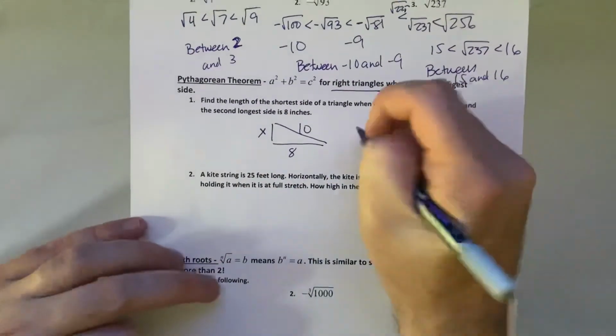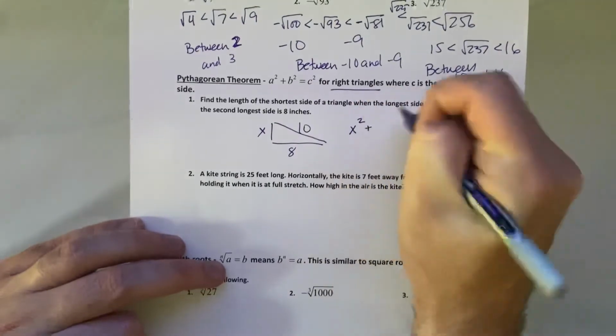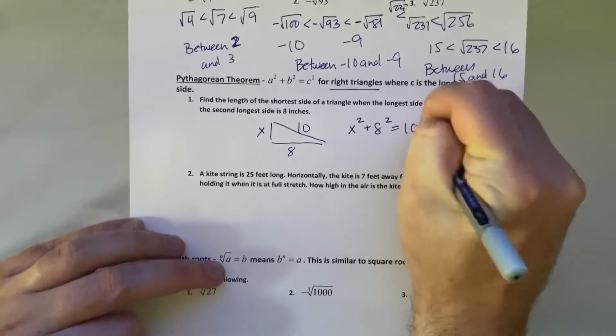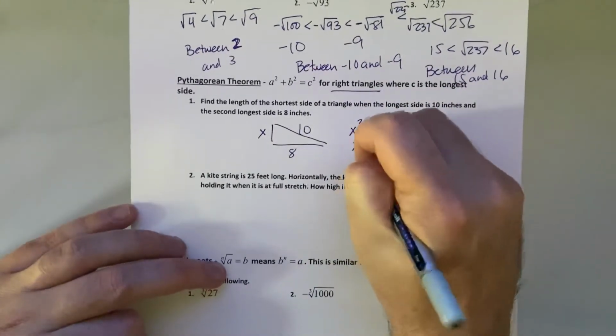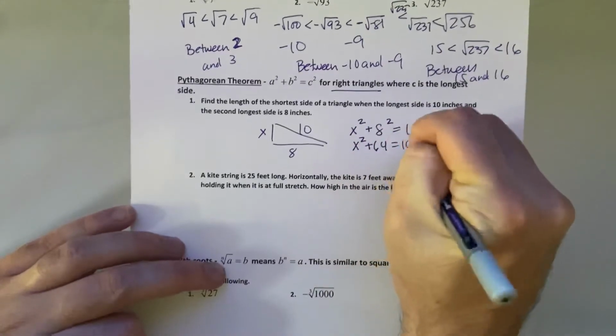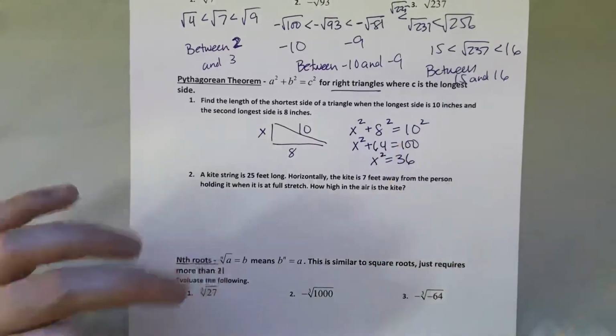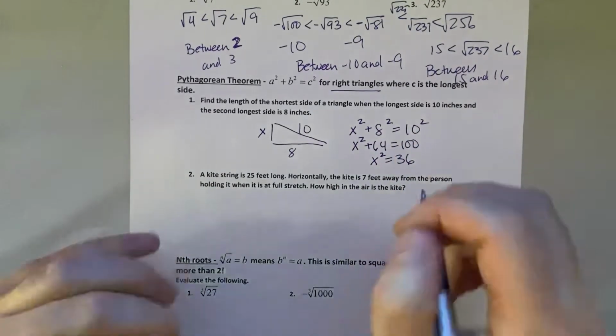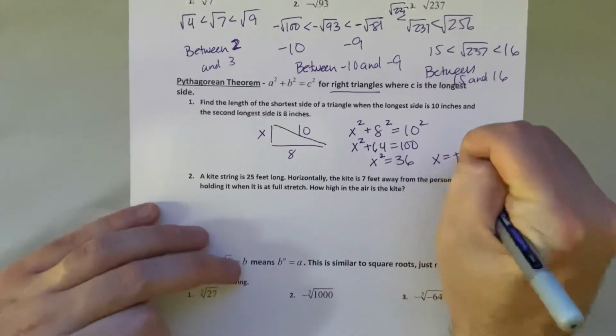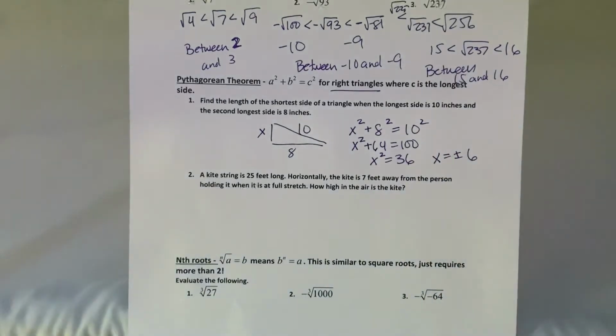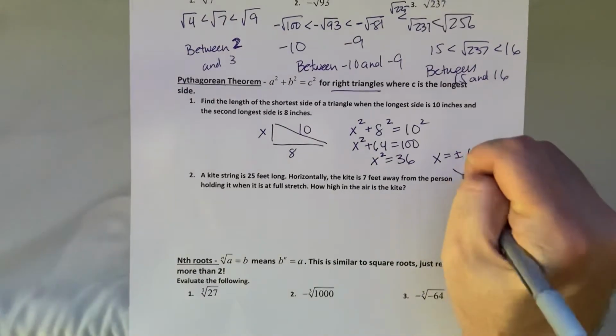This is our unknown. So our unknown squared plus 8 squared equals 10 squared. So x squared plus 64 is 100. Subtract the 64, you get x squared is 36. We know that means x is technically plus or minus 6. Now it's talking about the length of the side of the triangle, so we know that it has to be positive, because it's a length.